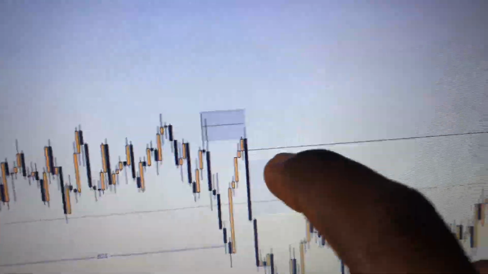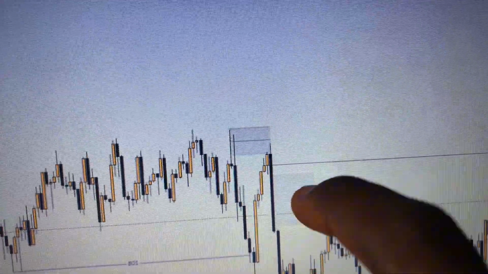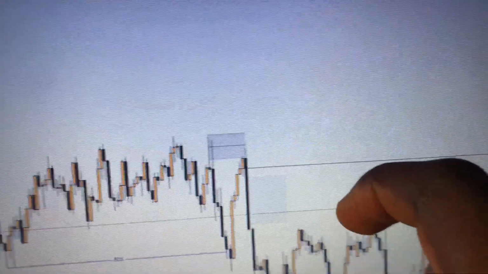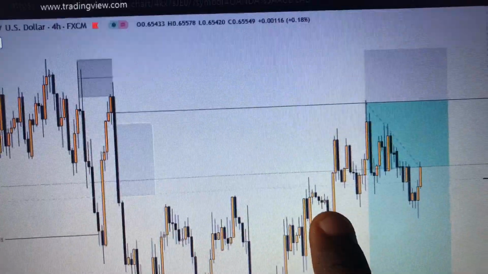And here was what I saw. I saw an imbalance. Price created an imbalance, a fair value gap, at this area. So I knew that the market was going to rally all the way to the upside to fill that particular imbalance. So this was what happened. Price rallied all the way to the upside, almost filled the imbalance, and came all the way to the downside.